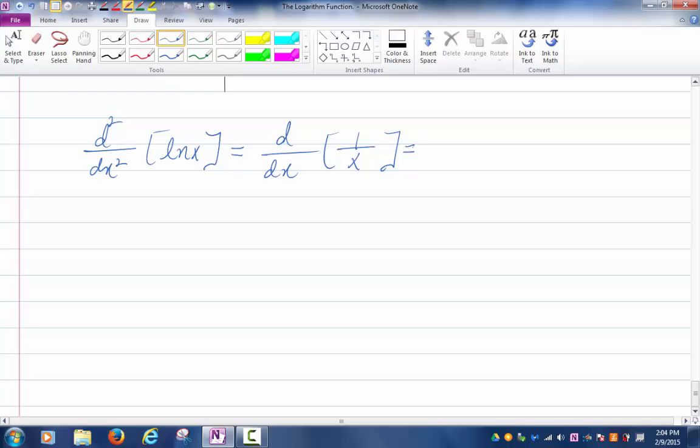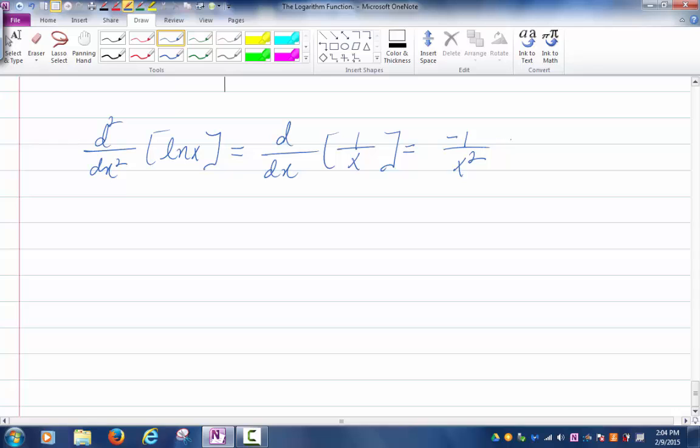What is that function? x to the negative 1. Apply the power rule, you get negative 1 times x to the negative 2. So negative x to the negative 2, which is negative 1 over x squared, you agree? The derivative of 1 over x is negative 1 over x squared.